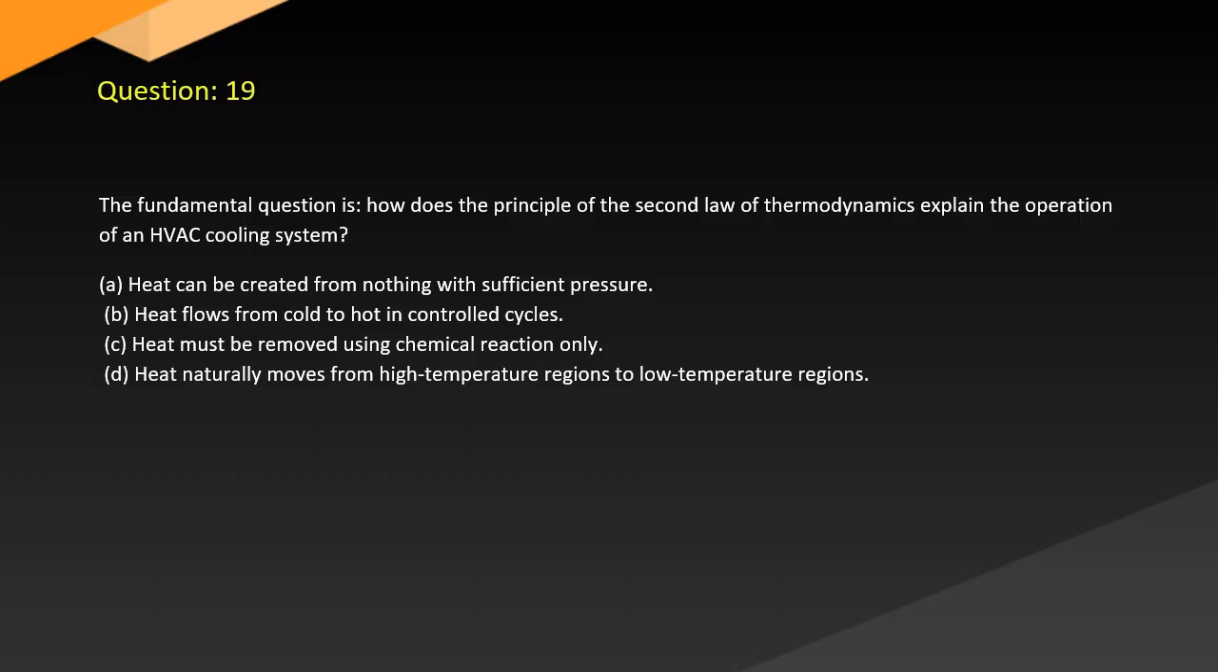Question 19. The fundamental question is, how does the principle of the second law of thermodynamics explain the operation of an HVAC cooling system? A. Heat can be created from nothing with sufficient pressure. B. Heat flows from cold to hot in controlled cycles. C. Heat must be removed using chemical reaction only. D. Heat naturally moves from high temperature regions to low temperature regions.